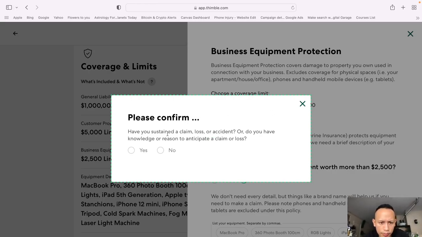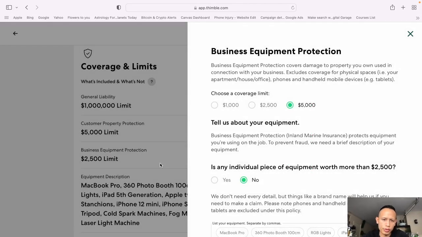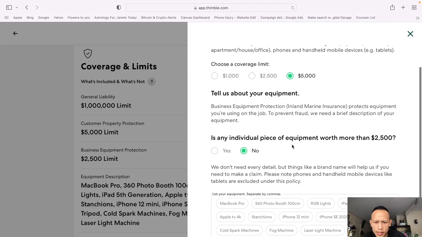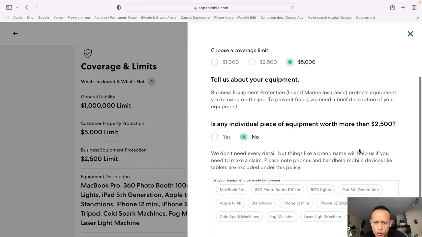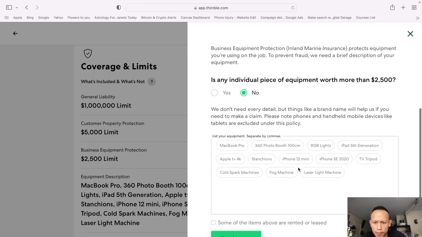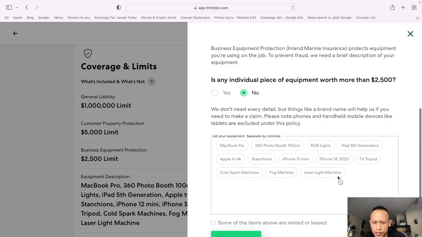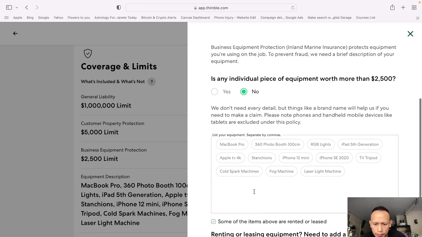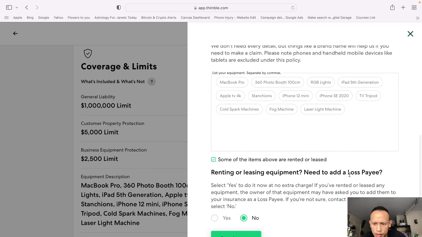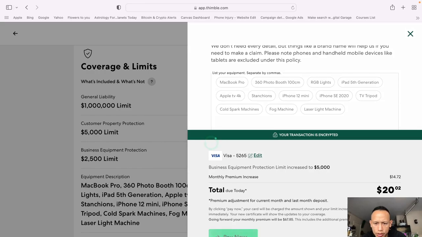So it says here, have you sustained a claim, loss, or accident? Or do you have knowledge or reason to anticipate a claim or loss? The answer is no. And so it says, is any individual piece of equipment worth more than $2,500? As an individual piece, no. The answer is no. So as you guys can see, I have the information right here. Keep in mind, guys, that iPhones, cell phones are not covered by the insurance. Just to give you guys a heads up. So I'm going to go ahead and, renting or leasing equipment. Nope, I'm not renting or leasing equipment.